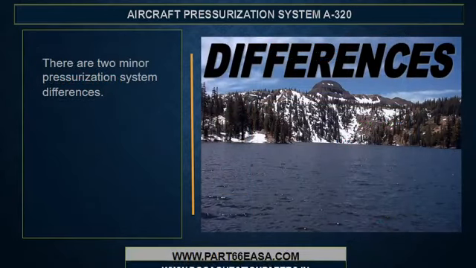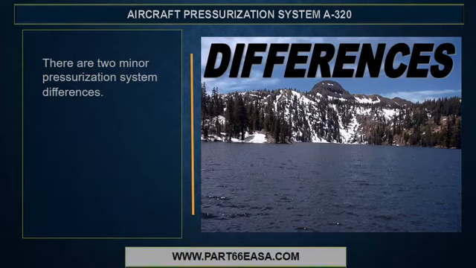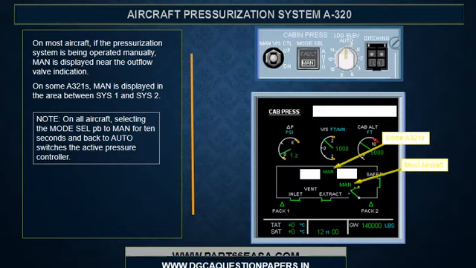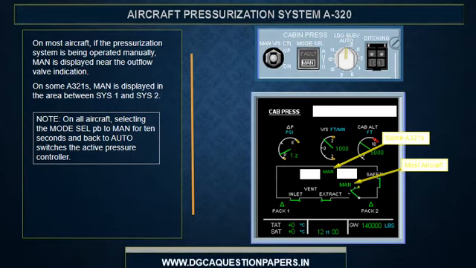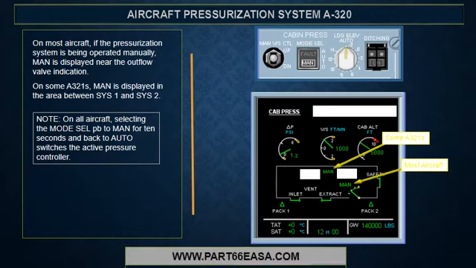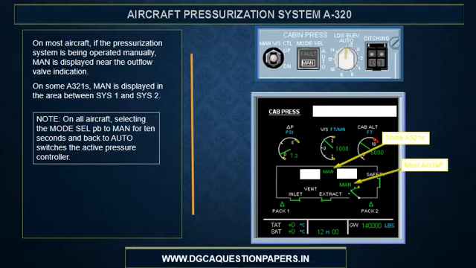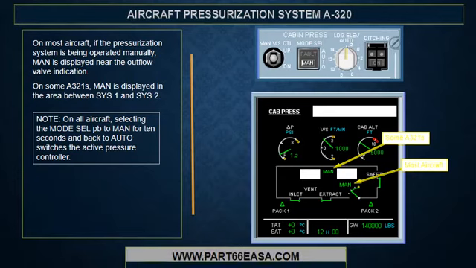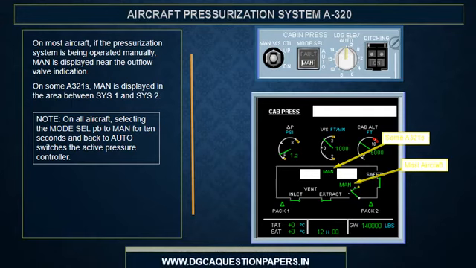There are two minor pressurization system differences. On most aircraft, if the pressurization system is being operated manually, MAN is displayed near the outflow valve indication. On some A321s, MAN is displayed in the area between System 1 and System 2. Note: on all aircraft, selecting the Mode Select push button to MAN for 10 seconds and back to AUTO switches the active pressure controller.